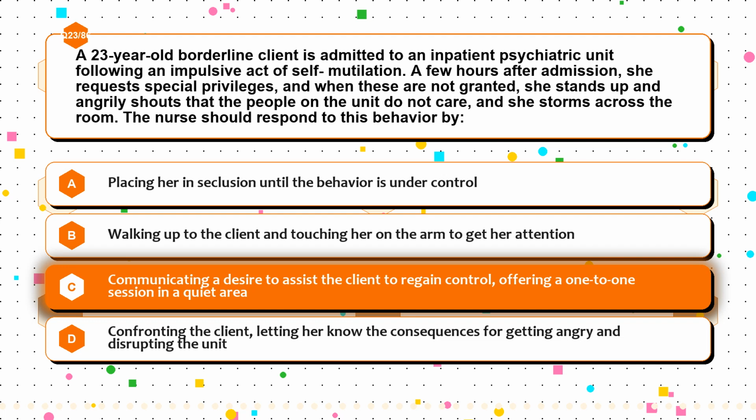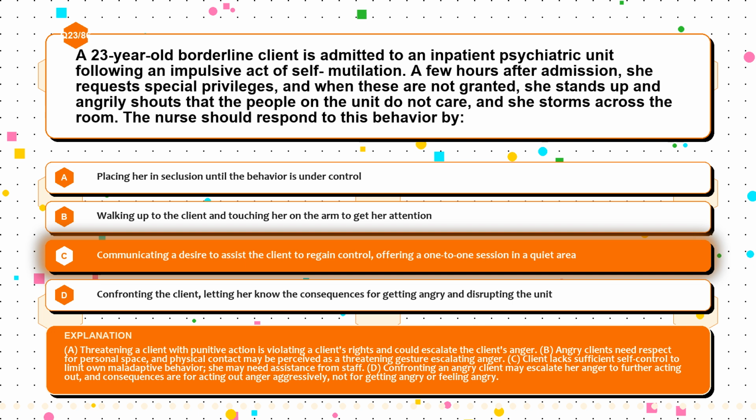The correct answer is option C. Communicating a desire to assist the client to regain control, offering a one-to-one session in a quiet area. Threatening a client with punitive action is violating a client's rights and could escalate the client's anger. B. Angry clients need respect for personal space, and physical contact may be perceived as a threatening gesture escalating anger.